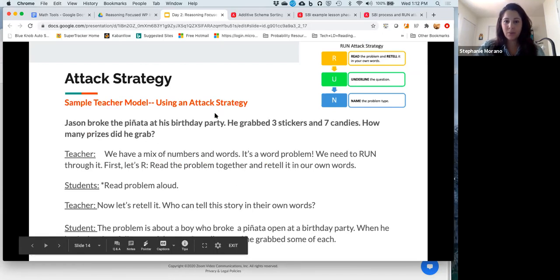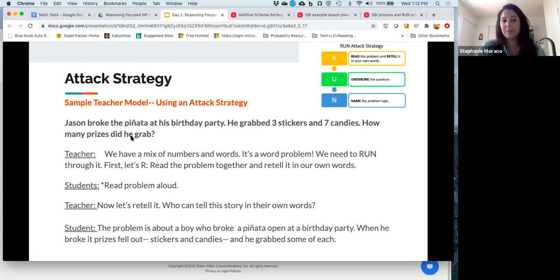We have an example problem. It would be a combine problem. Jason broke the piñata at his birthday party. He grabbed 3 stickers and 7 candies. How many prizes did he grab? So when you're using an attack strategy, the idea is just to work through these 3 steps, model the 3 steps for students.